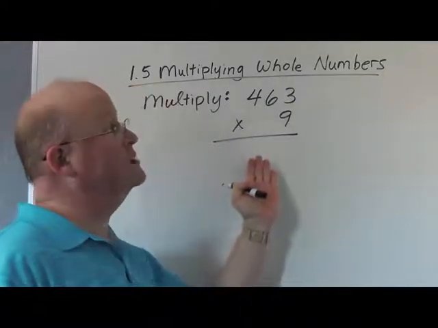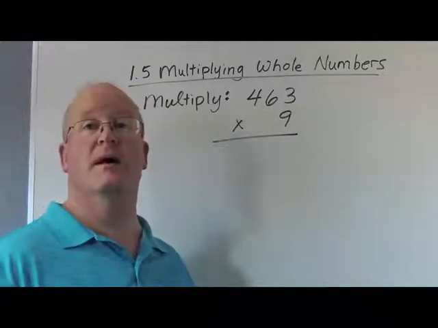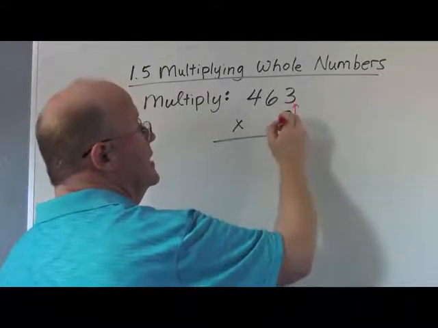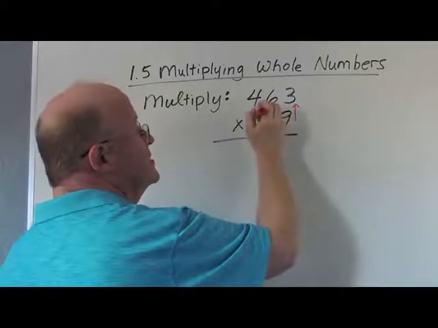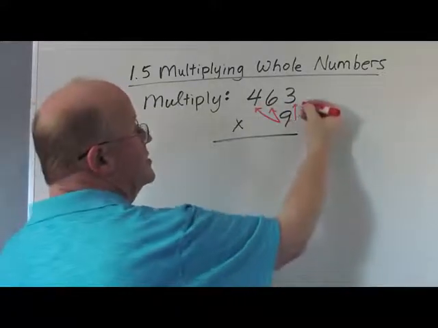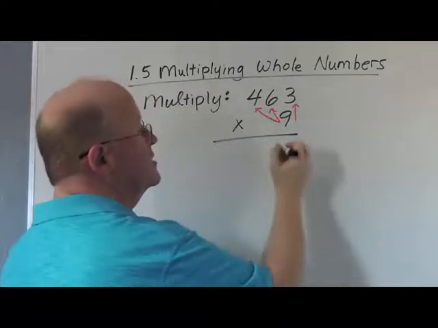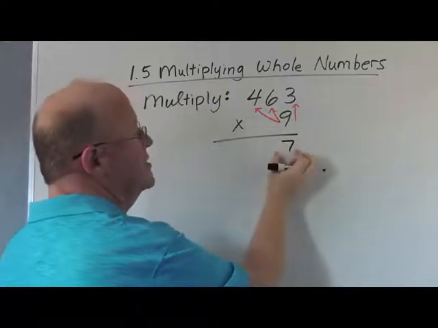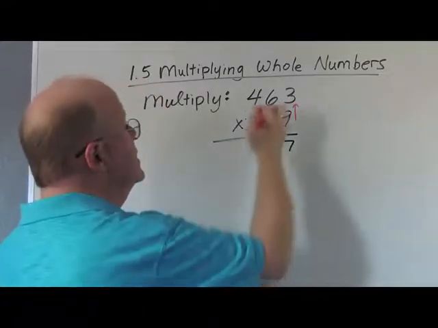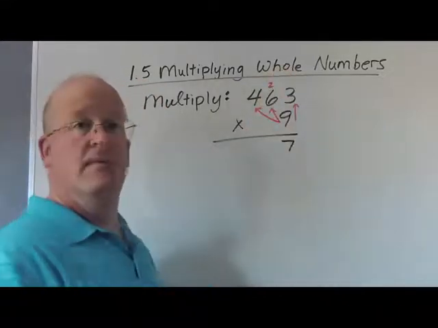In this case, we want to multiply 463 by 9. Now the process is that 9 is going to get multiplied by each of the digits in the number on the line above. We begin with 9 times 3. That is 27, but I cannot put 27 in a single digit position, so I put the 7 down and I carry the 2 up above.